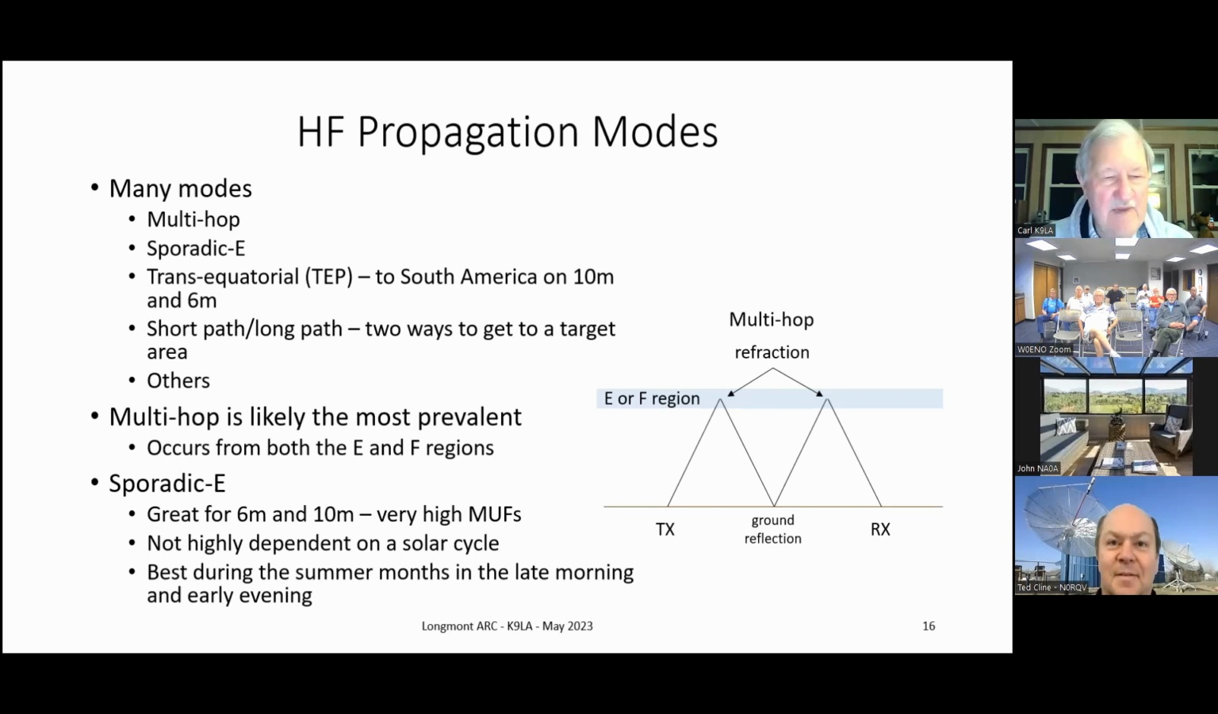And just a comment about sporadic E, it's great for 6 and 10 meters. Not highly dependent on a solar cycle, so it's pretty much there every year. And we're coming up on the summer sporadic E season, and it's best during the summer months in late morning and early evening, June, July, and August. So keep your radios listening on 6 meters and even 10 meters, and you may be surprised by some good openings because of sporadic E.